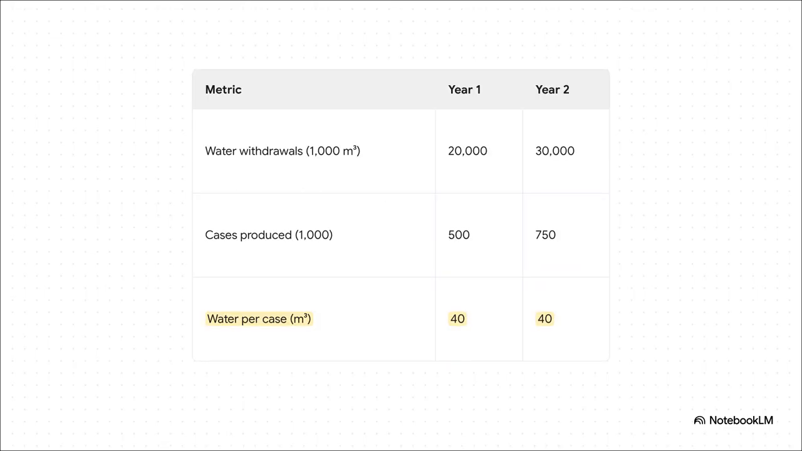Well, hold on. Look what happens when we add just one more piece to the puzzle, how much stuff they actually made. In year 1, they produced 500,000 cases. In year 2, the company grew a lot and they produced 750,000 cases. Now, if you do the math, water usage divided by production, you find out they used 40 cubic meters of water per case in both years. Their efficiency didn't get worse at all. It stayed perfectly constant while the business was booming.